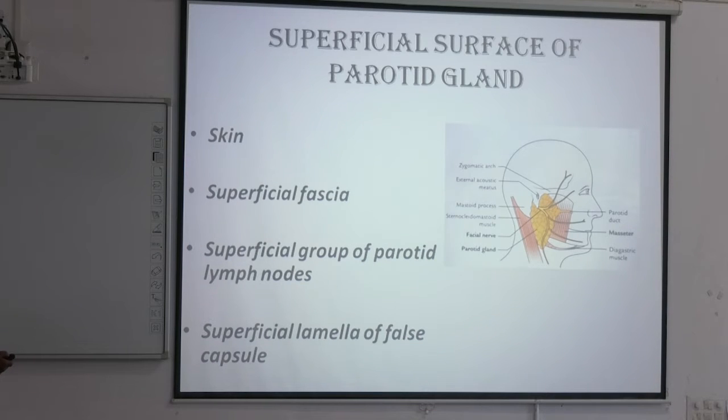Now, the superficial surface of the parotid gland: skin, superficial fascia, superficial group of parotid lymph nodes, and the superficial lamella of the false capsule. From external to internal, you go through skin, superficial fascia, the superficial group of parotid lymph nodes, where a few lymph nodes are there, and the superficial lamella of the capsule.